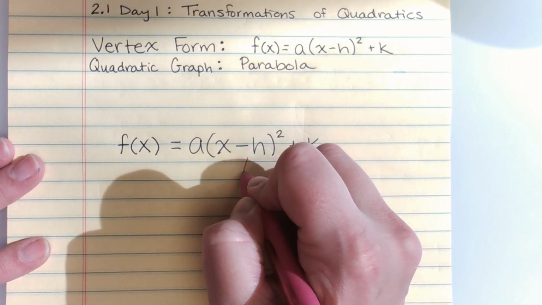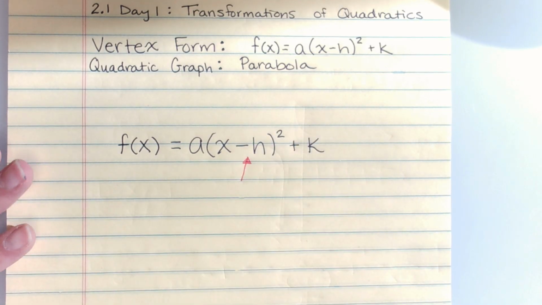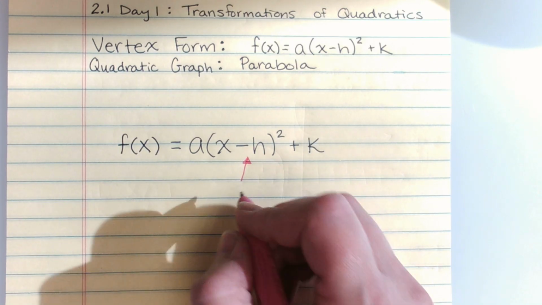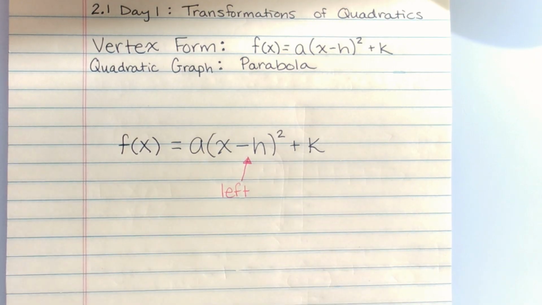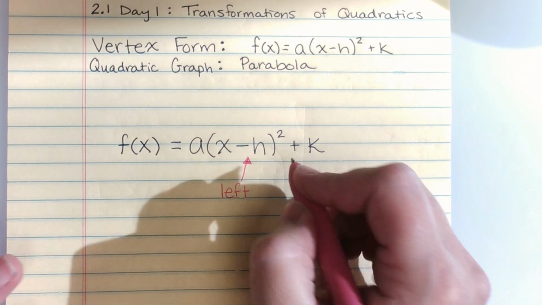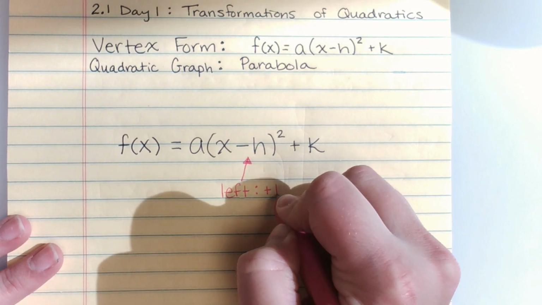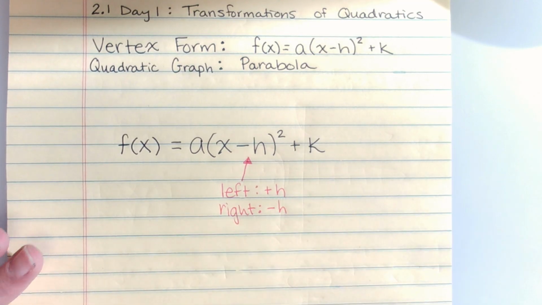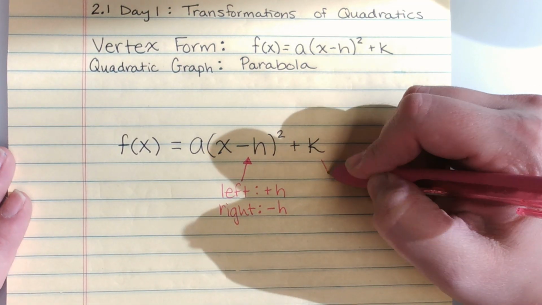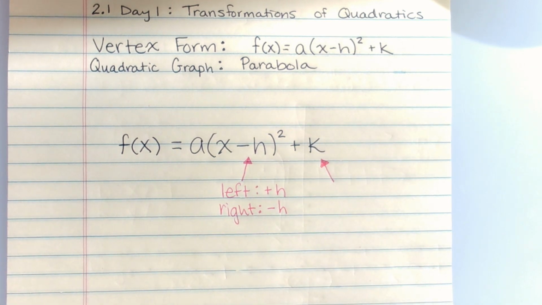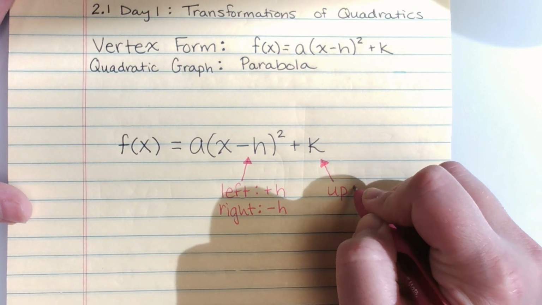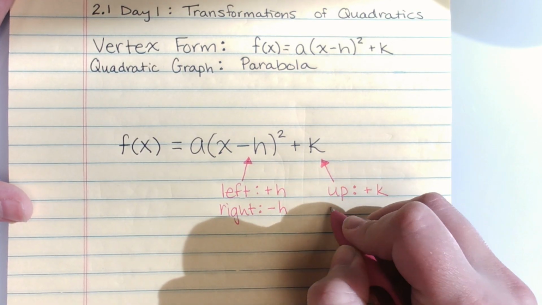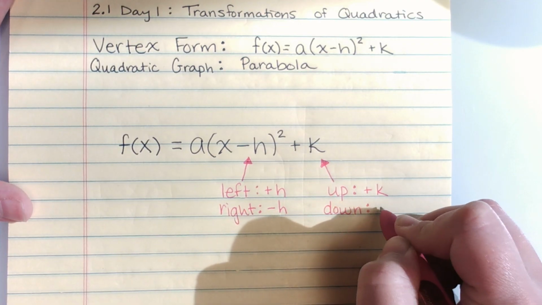Do we remember what adding or subtracting inside does to the graphs? Moves it either left or right. Now remember, inside the parentheses is always a little bit backwards. Left is by adding. Right is by subtracting. What about if it was outside the parentheses? Up and down. This does exactly what you would expect. Up if added, down if subtracted.